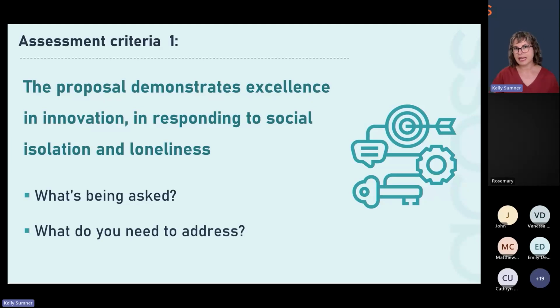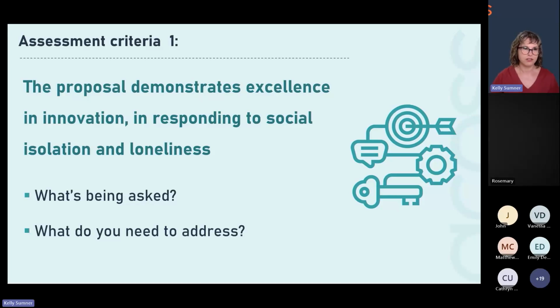But there's a little bit of a hidden thing that needs to be addressed here as well, which is if it's going to respond to social isolation and loneliness, I need to first establish that social isolation or loneliness is a problem in my community.